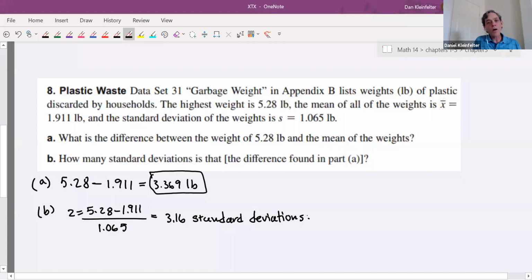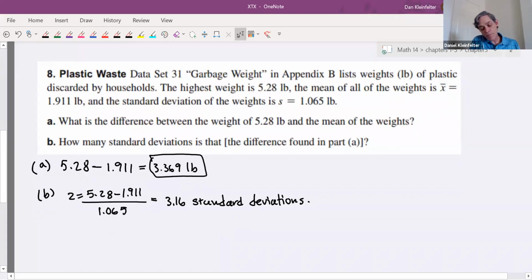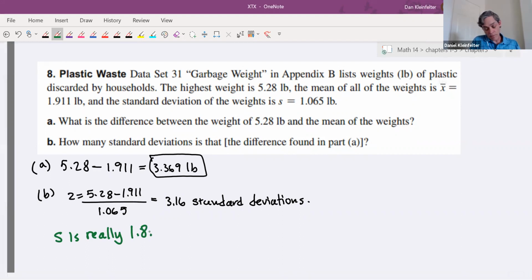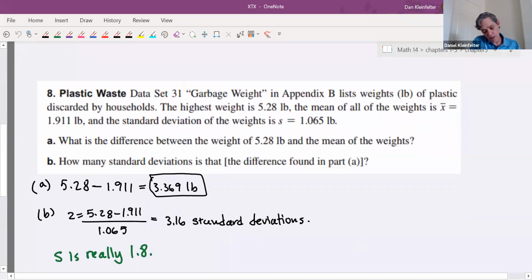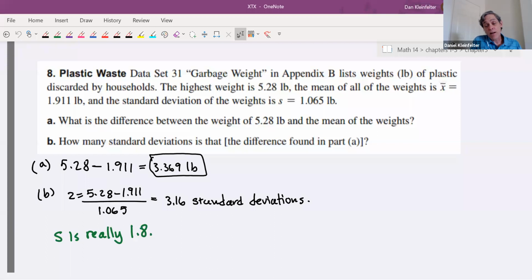Okay. All right, here's a question for you. Suppose that we found out that the s was actually 1.8. Would the z-score go up or down? Let's think about that and then we'll confirm it with some calculations. Here we found that a household with 5.28 pounds of garbage is about 3 standard deviations above the mean. So they throw away a lot of stuff. And that's according to having a standard deviation of 1.06.